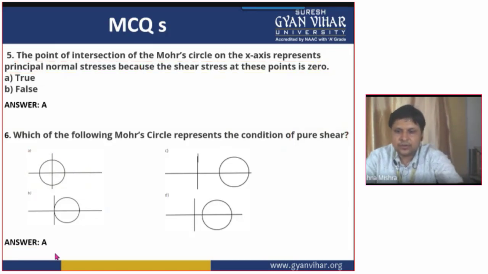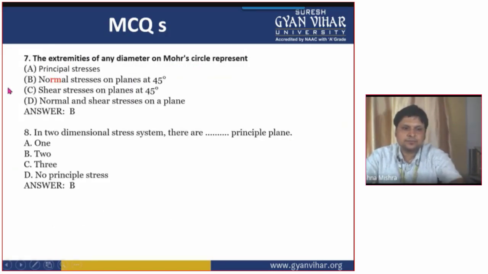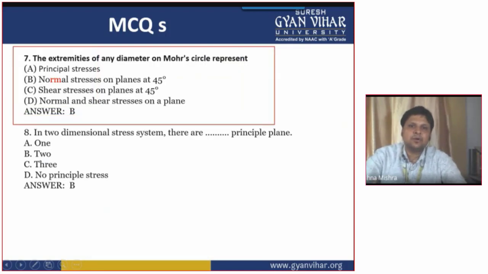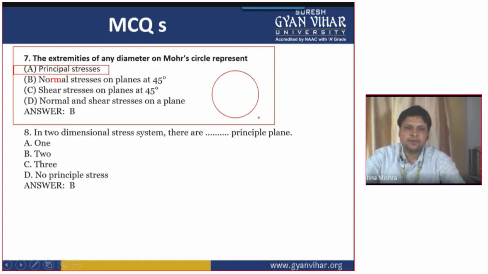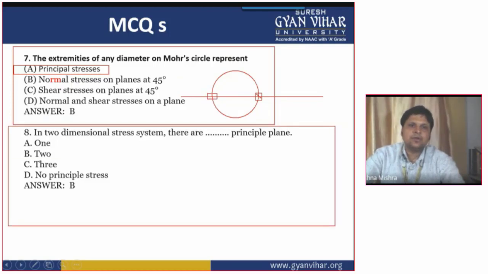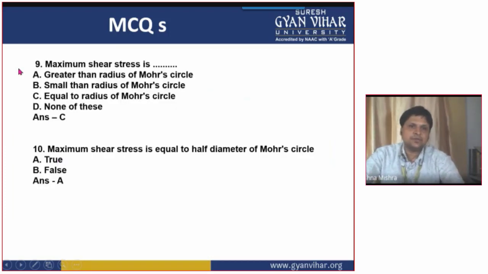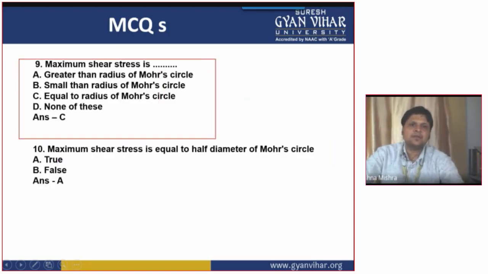Coming to the next MCQ, number 7, the extremities of any diameter on the Mohr circle represent what? Just now I have told you they represent the principal stresses. The extremities of the Mohr circle on the x-axis represent the principal stresses. Question number 8, in a two-dimensional stress system, we will obviously have two principal planes.